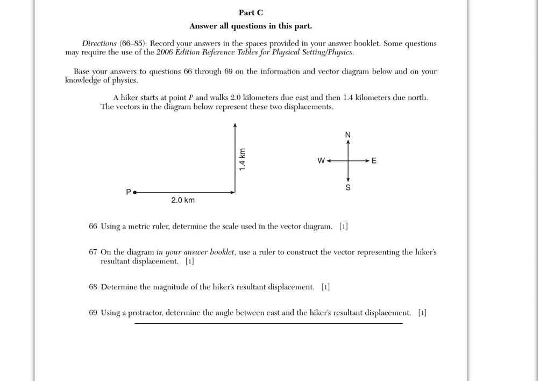So let's get started. It says a hiker starts at point P, walks 2 kilometers east and 1.4 kilometers north. Vectors in the diagram represent the two displacements. 66: using a metric ruler, determine the scale used in the vector diagram.